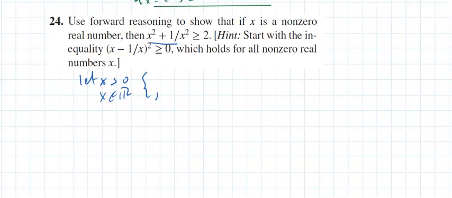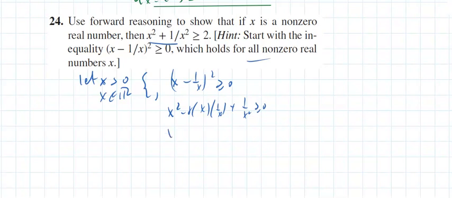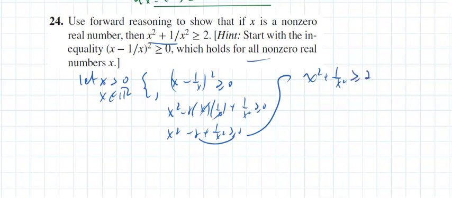It says start with the inequality. So start with x minus 1 over x squared. That has to be bigger than or equal to 0, which holds for all non-zero x. Okay, we just take it and follow. So if I FOIL this, isn't that x squared minus twice the product of those plus the last squared? That is x squared minus 2 plus 1 over x squared is bigger than or equal to 0. Move the 2 over. Isn't that x squared plus 1 over x squared being bigger than or equal to 2? And therefore, we have just proved that property that they want.